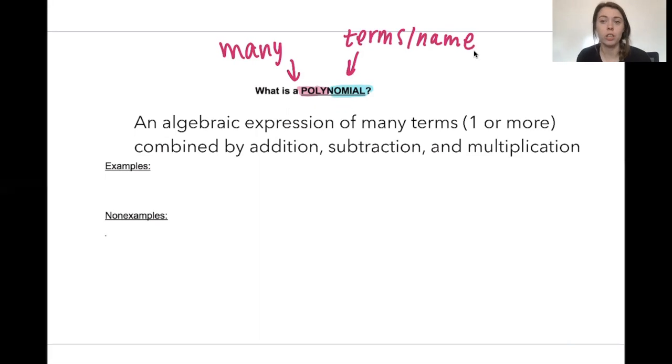And so in math, we're going to talk about many as one or more, combined by addition, subtraction, and multiplication. And notice that that definition doesn't include division. And that's because when we have an algebraic expression with division, it's called a rational function. So go ahead and write that definition down, and then I will show you some examples and some non-examples of polynomials.